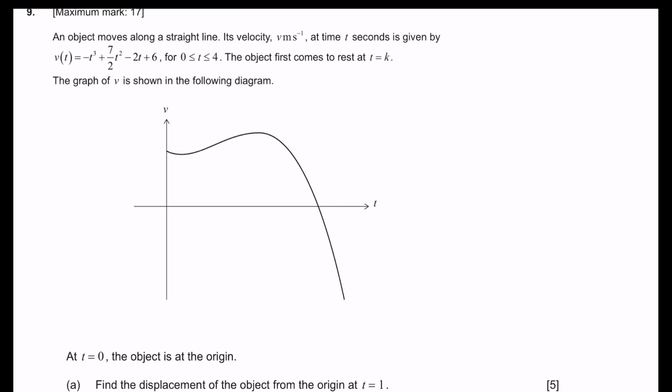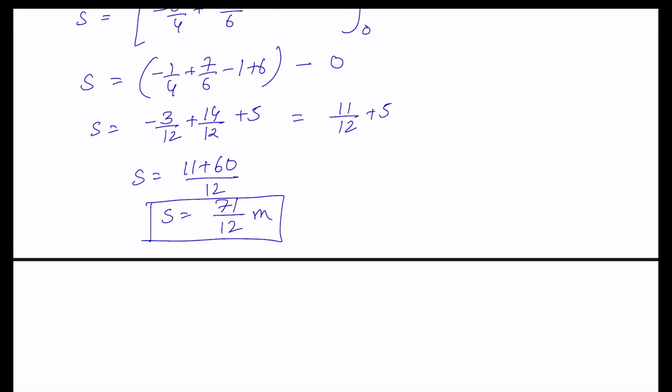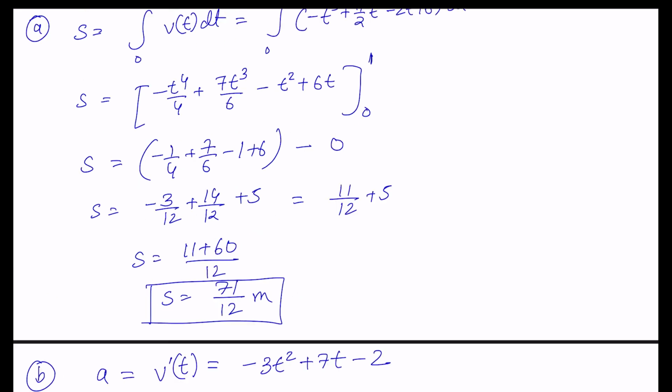Now we have to find the expression of acceleration. Acceleration is just v dash t. So part B, acceleration is v dash t. We have to differentiate v with respect to t. So it'll be minus 3t square plus 7t minus 2. So that's the answer to part B.